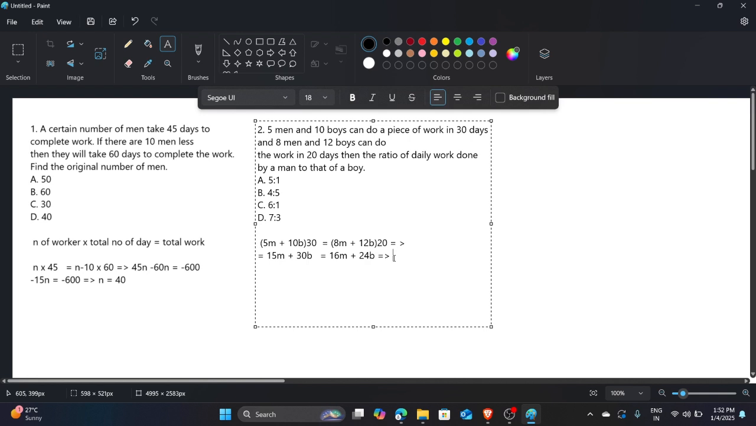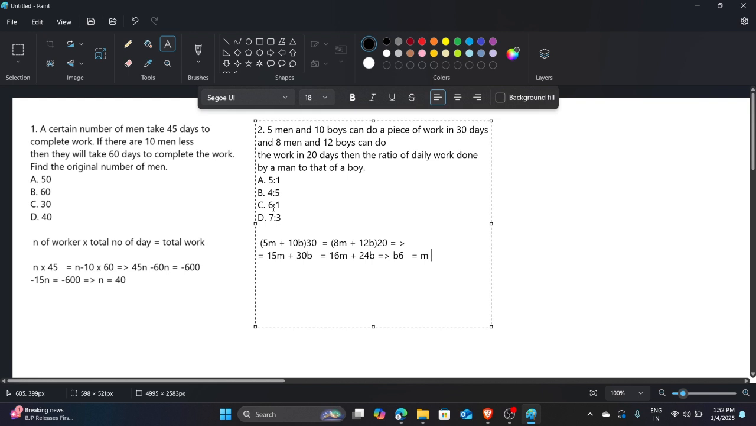We do so. 30 minus 24 is 6b. The remaining is m again equal there. So now they need the ratio of men to that of boys. So the answer, you have already seen that this is the answer.